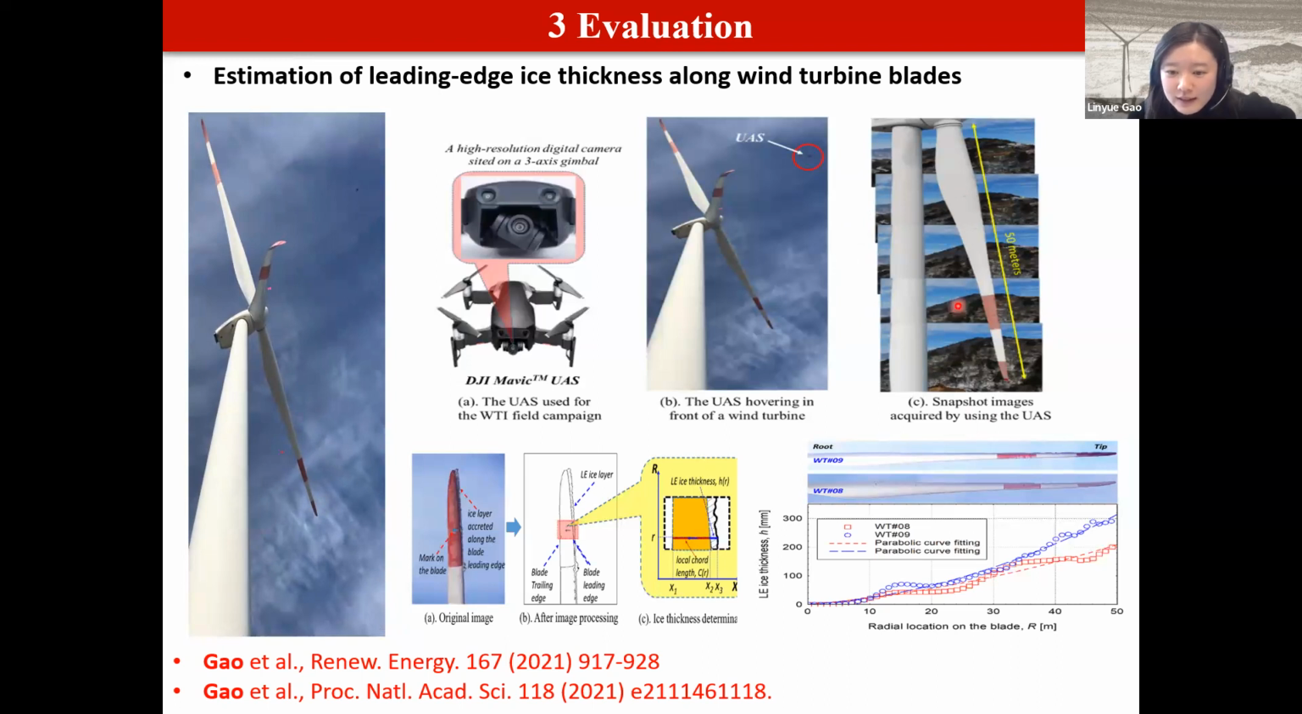Okay, and so based on the images, we extracted the ice thickness along the wind turbine blade. And we found that the ice was accumulated over the entire wind turbine blade span. However, the tip region had more ice structures, and the ice layer thickness near the tip region can reach up to 0.3 meters under this 30-hour icing event.